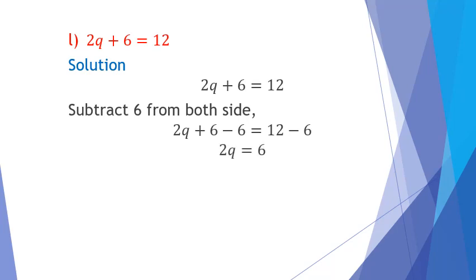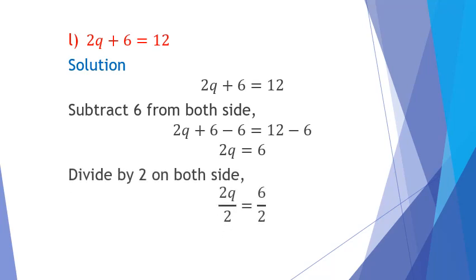So RHS becomes 6. Now to separate q, we have to divide by 2 on both sides. So we get 2q upon 2 equal to 6 upon 2. After cancelling, we get q equal to 3. So q equal to 3 is the solution.